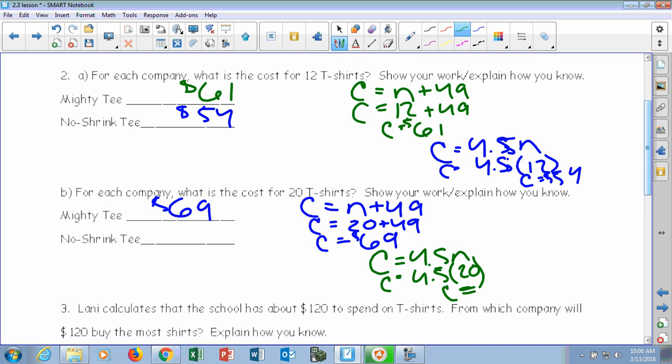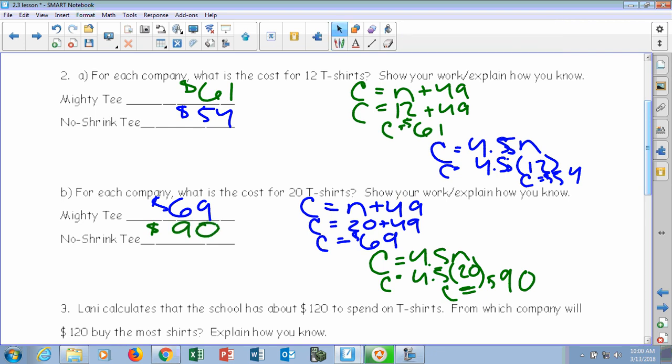I just need to simplify it. 4.5 times 20. I'm going to borrow a calculator. $90. Awesome.